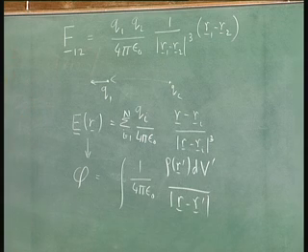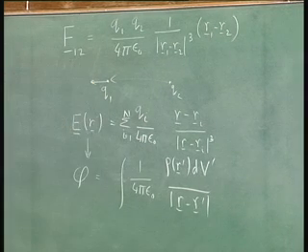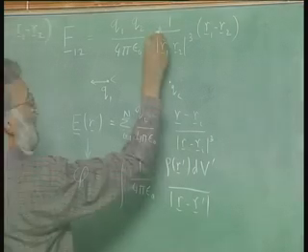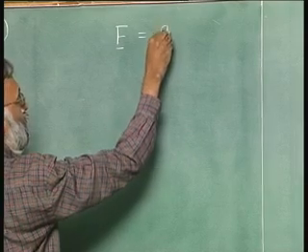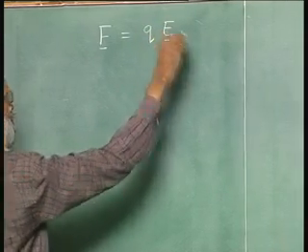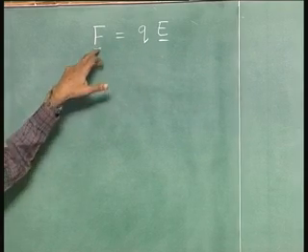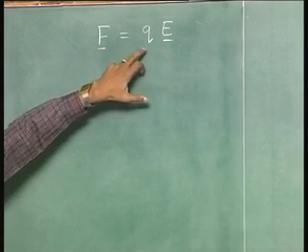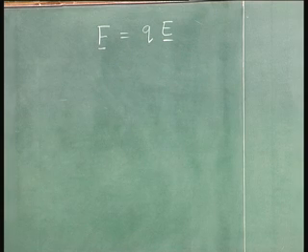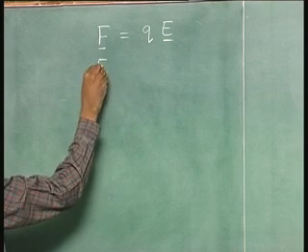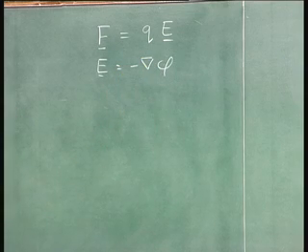Given these things, we also derived some relations. First thing we found was the force on a charge is equal to the value of the charge times the electric field. That comes because Coulomb's law and the definition of electric field differ by only the value of the charge placed at r. We had that the electric field was equal to minus the gradient of potential.